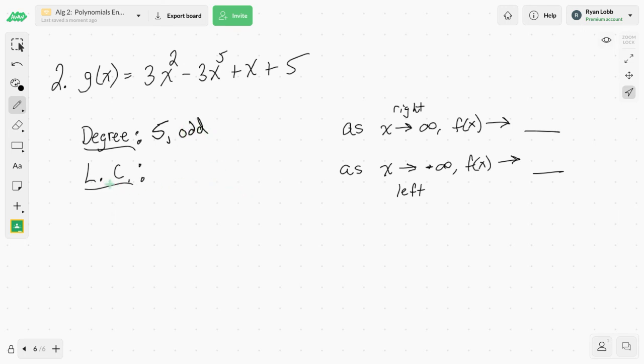Now, what about the leading coefficient? Here's x to the 5th. What number's in front of that? Make sure you take the sign. -3. -3 leading coefficient. What about this? This is negative.